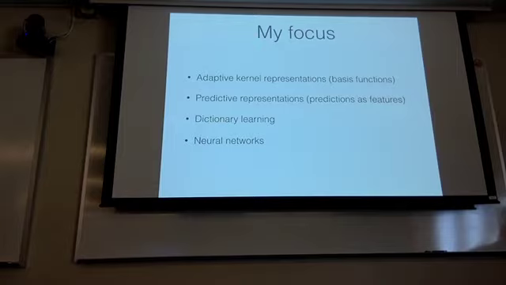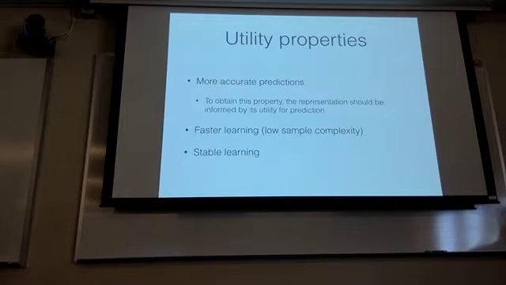Before I tell you about dictionary learning, I'd like to give you an idea of what kinds of properties I'd like to have from this representation that we're going to learn. Really there are two different dimensions of what you might want from a representation learning approach: how useful is it for prediction, and what are its learning properties. I'm going to try to focus on both of these things. First, for the utility properties, the main goal I'm going to have is more accurate predictions.